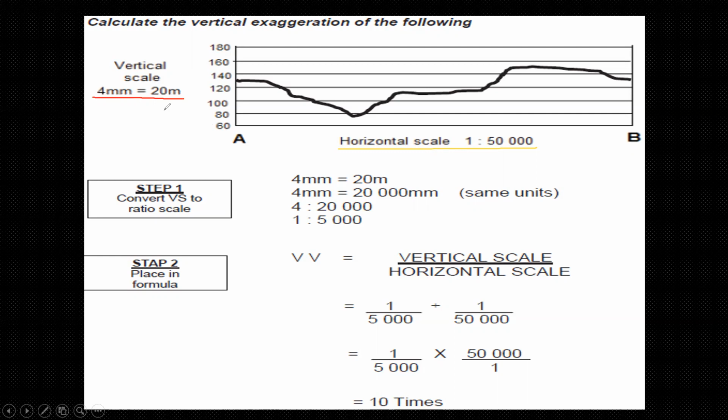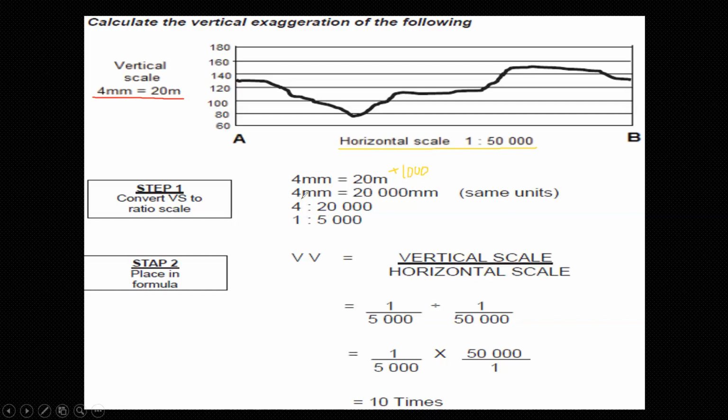So here you take your 4 millimeters equals 20 meters. Here you can see we're working with millimeters and meters. So we need to change these meters into millimeters. So you take 20 meters and you times that by 1,000 to get your answers in millimeters. Now we are working with apples to apples.